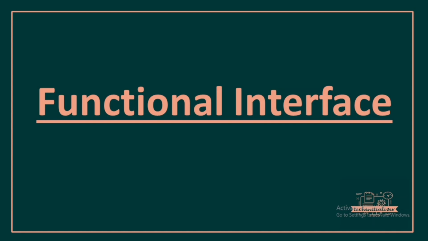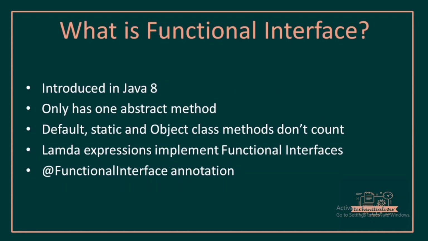Today in this video we will be discussing functional interfaces. So let's begin. Functional interfaces were introduced in Java 8. A functional interface is an interface that only has one abstract method, but it can have more than one default or static methods. We will discuss default methods in our upcoming video. Just for now, remember a functional interface has only one abstract method.